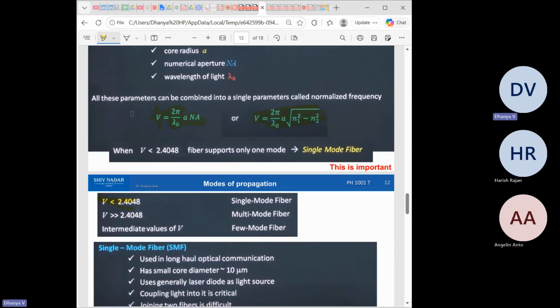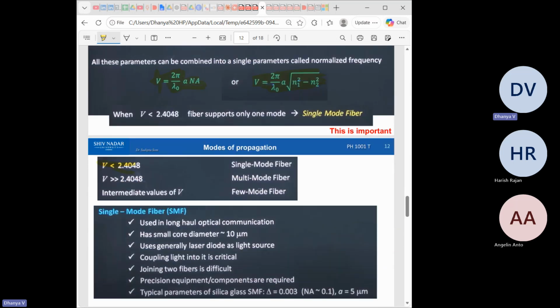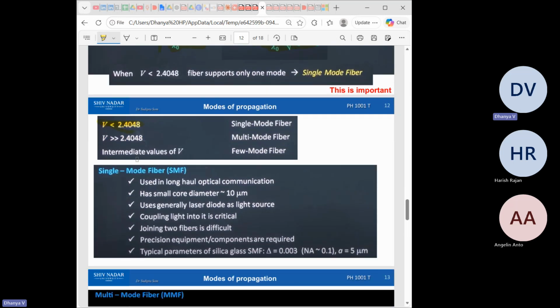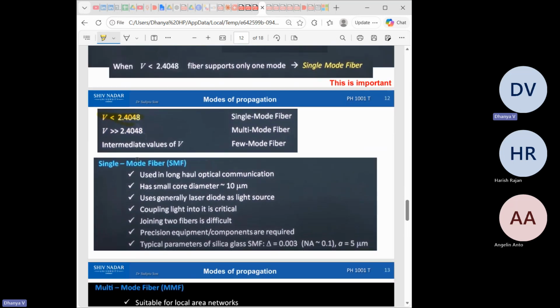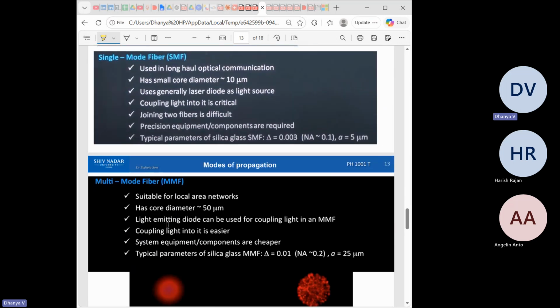You use your formulas and manipulate them; you will be given most of this information. If not given, you might have to find NA, which is essentially root of n1 square minus n2 square. Then you will be able to find the V number. If V is less than 2.4048, then it is a single mode fiber. That's what you need to conclude. This question is definitely expected, so be thorough with that.